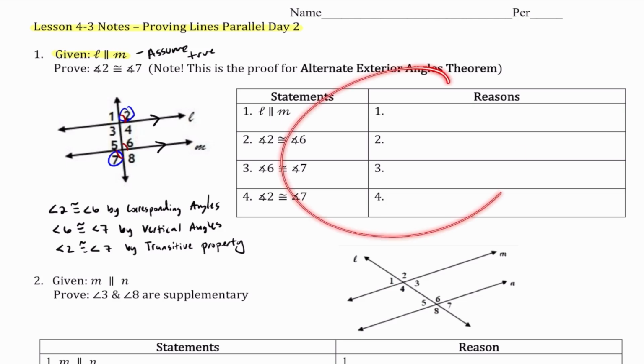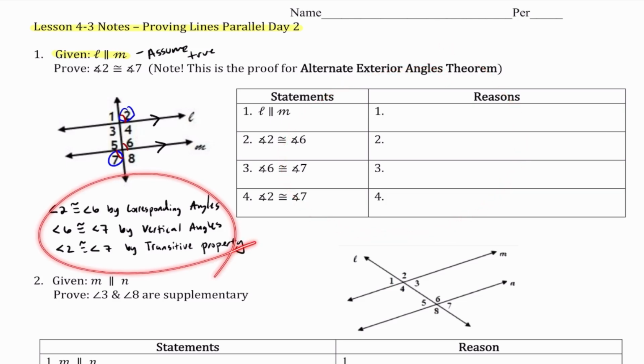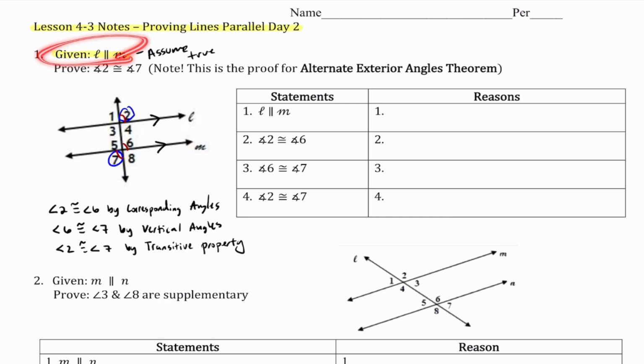So I'm going to jump right into the 2-column proof with the help of my notes here. Here are my statements. Here are the reasons. Statement number 1 says L is parallel to M. Well, L parallel to M, that's a given. The first reason for any proof will always be given.